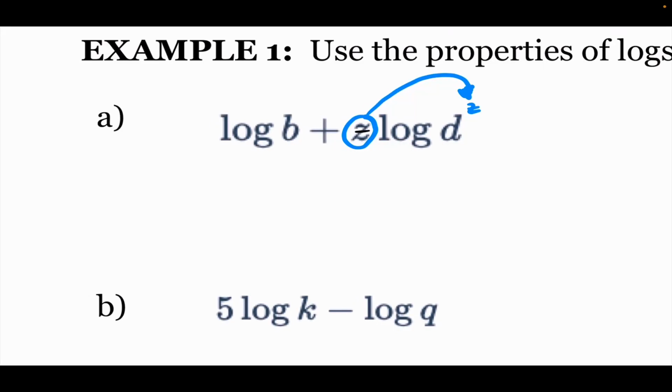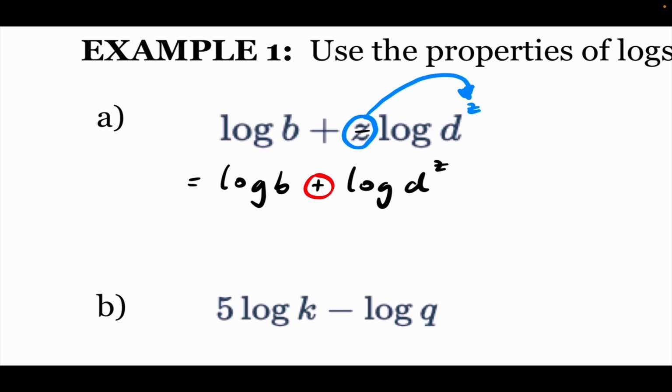Okay? So let me rewrite this. Log of b plus log of d to the z power. So the first thing is I put the power back. Well, I have two logs. I want to condense them to make one log. Well, it has a plus in the middle. Product property says I can combine them using multiplication. That's what I'm going to do.